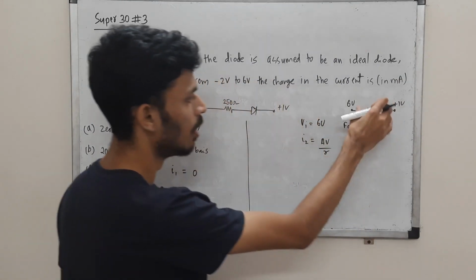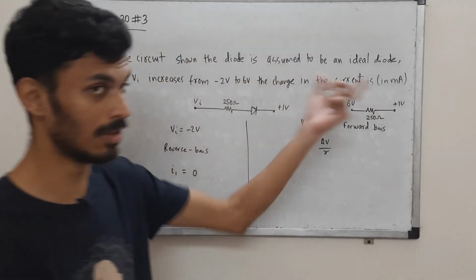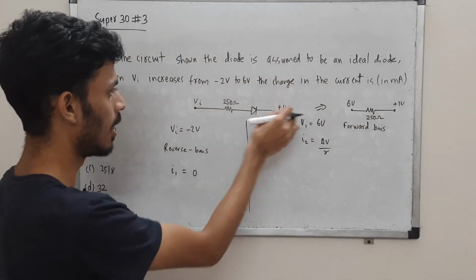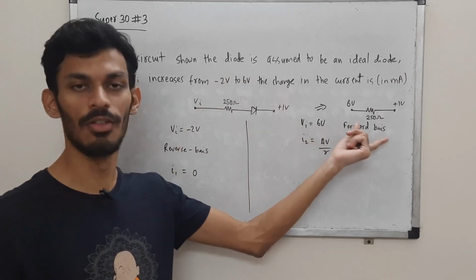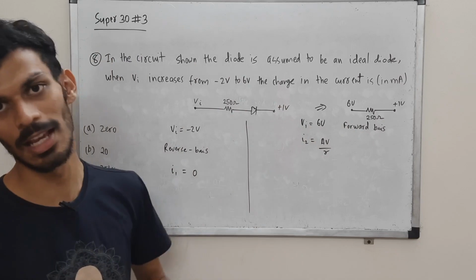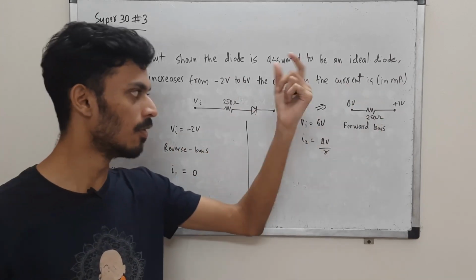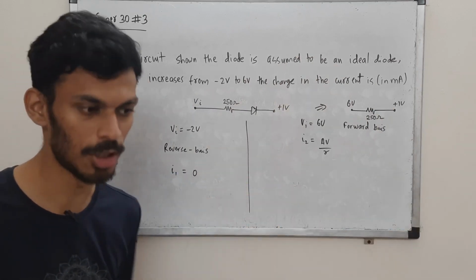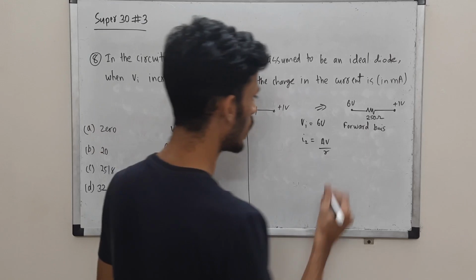Okay, I hope you got how we got over here, because this is at a higher potential, this is at a lower potential. Positive at a higher potential meaning forward bias. Forward bias meaning you can just ignore the diode. In reverse bias it becomes an open circuit. In forward bias it becomes a short circuit. You just connect a wire. So that is what we did.